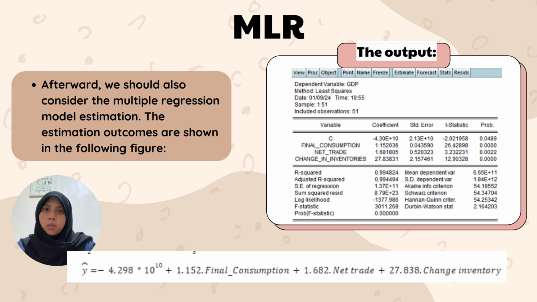Meanwhile, the slope coefficient for change in inventory, which is B3, is relatively higher compared to the other independent variables. B3 is equal to 27.838, indicating an increase in change in inventory by 1 unit will result in GDP increasing as well by 27.838 units. So every variable makes a significant contribution to the dependent variable prediction, and the signs of the coefficients match the expectations.